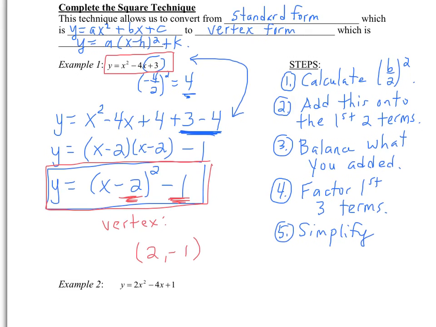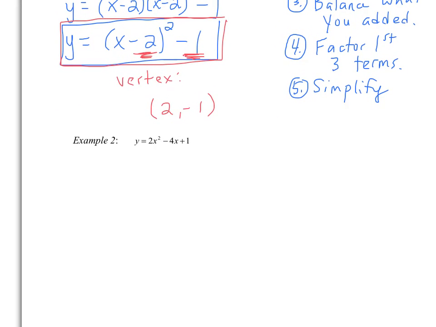Let's do one more. This is the most complicated type that you're going to see. So notice now you have a 2 in front. So what we do in this scenario to get it ready is we need to factor out a 2 as a GCF, but we're just going to do it for the first 2 terms. Okay, we're going to ignore that plus 1 on the end. So if I factor out a 2 as a GCF, so this is my GCF, okay, if I take out a 2, I'm left with x squared minus 2x. I'm now going to close my parenthesis and write plus 1.